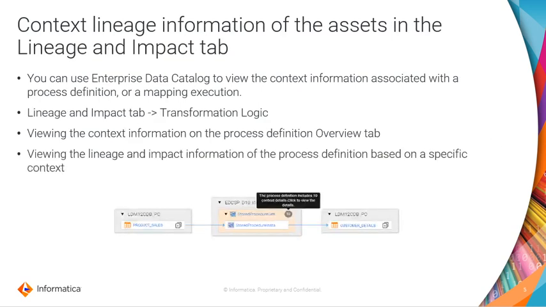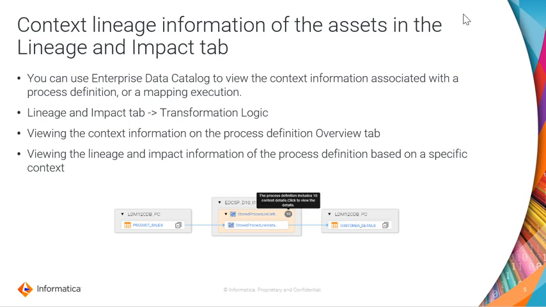Context lineage information of the assets in the lineage and impact tab. So we can make use of Enterprise Data Catalog to view the context information associated with a process definition or a mapping execution. A process definition, first let's try to understand. It refers to parameters that define the data flow of multiple sources and target assets. The process definition includes types, stored procedure, or mapping definitions.